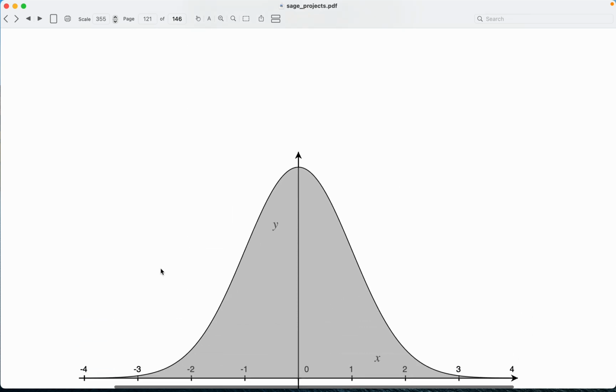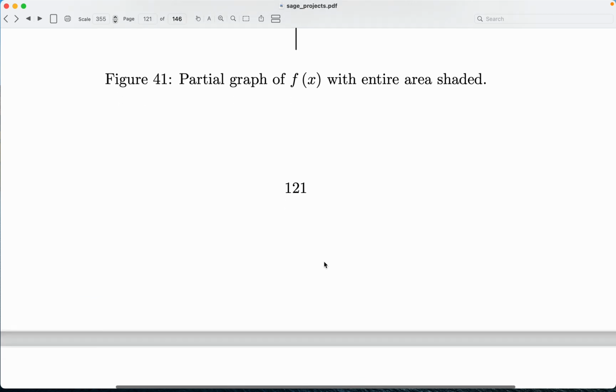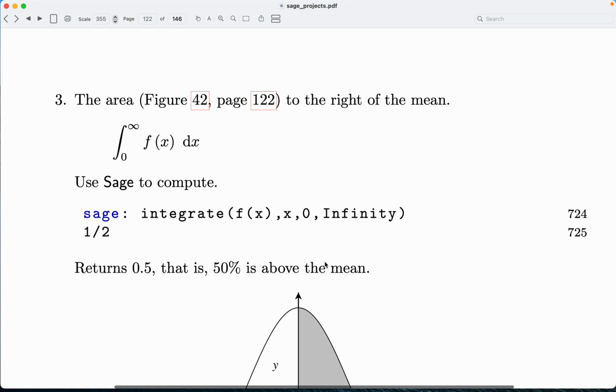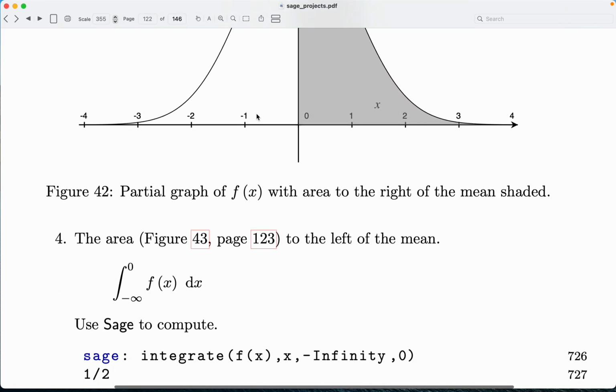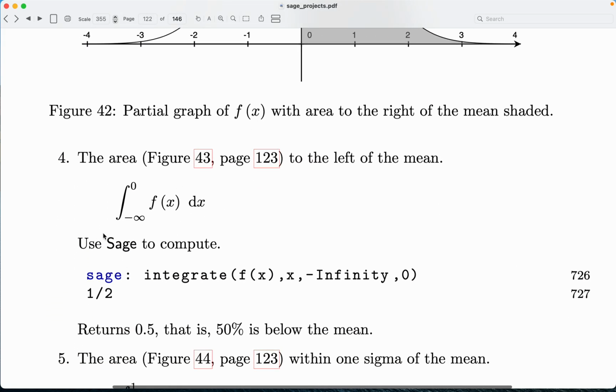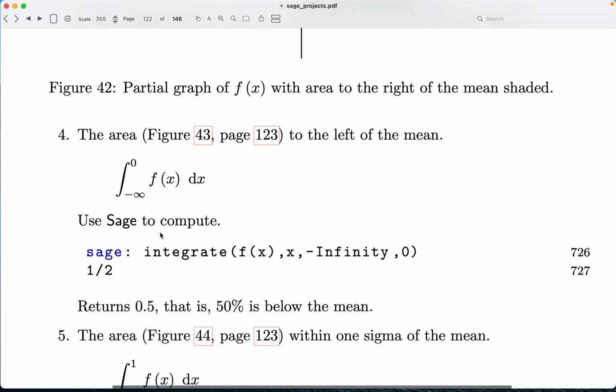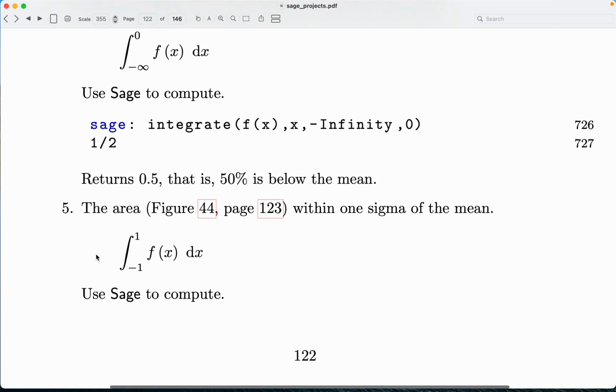Going through the code again, I shade it for you. Let's do 0 to infinity. If it's symmetric and minus infinity to infinity is 1, you'd expect this would give you 1/2, and it does. It does a remarkable job in integrating it. This is the left-hand side of it, again symmetric, and again you'd expect to see 1/2.